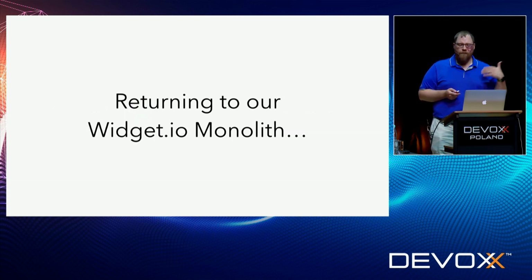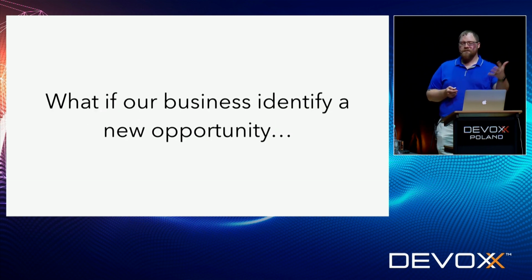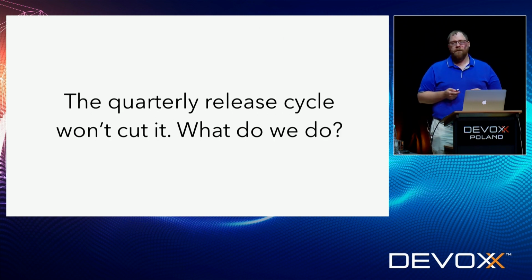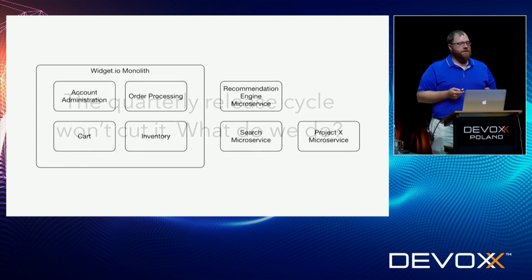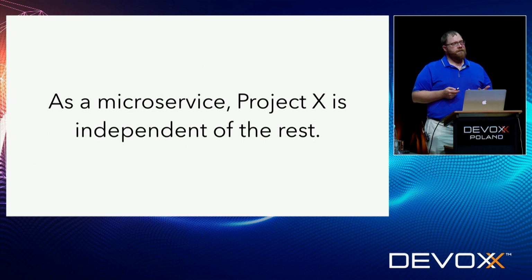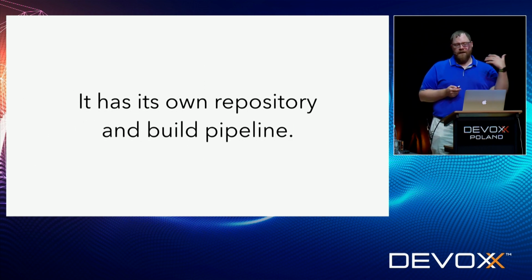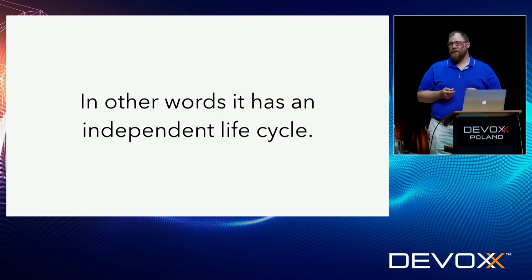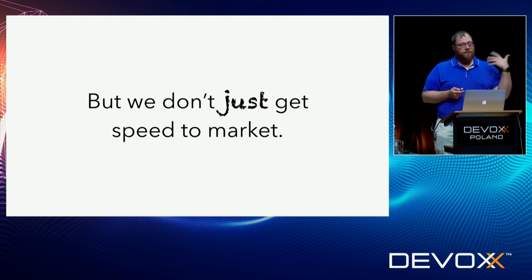So if we go back to our widget IO monolith, let's assume our business partners have identified a new opportunity, but we have to get something out in the market now. We can't afford to wait. The quarterly release cycle is just not going to do it. Well, we can build that as its own standalone microservice, the Project X microservice. And so it is independent of everything else. It can have its own repository. It can have its own build pipeline. It can have a completely independent life cycle. So that's definitely a win. We can get to market faster.